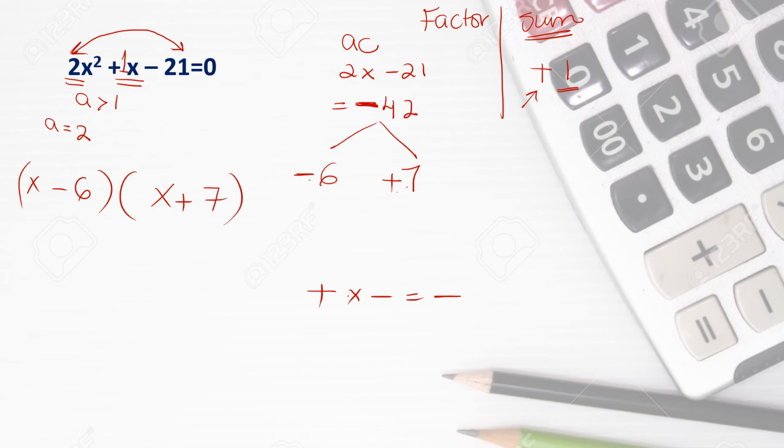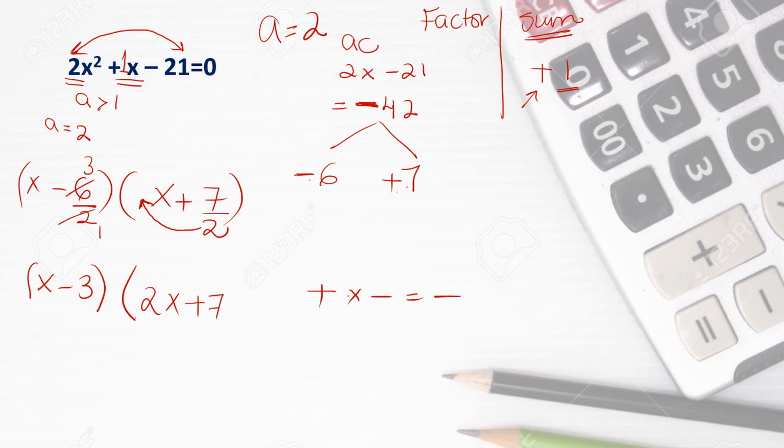Now here the first term, that means the a, is 2. So divide the constants of these two factors by the a, that means 2. Try to simplify them. 2 times 3 is 6, so you will get x minus 3. Here you cannot simplify because 7 doesn't go in the times table of 2. So what you do is move the 2 and write it beside x. So it will become 2x plus 7. Everything is equal to 0.